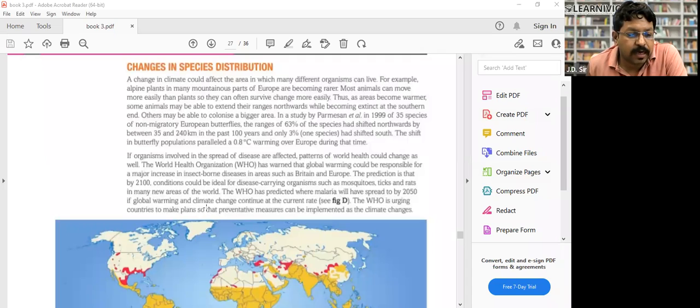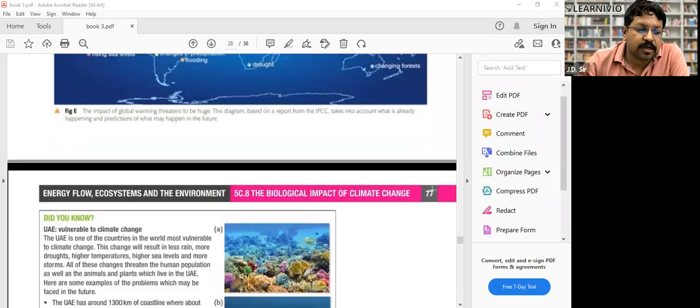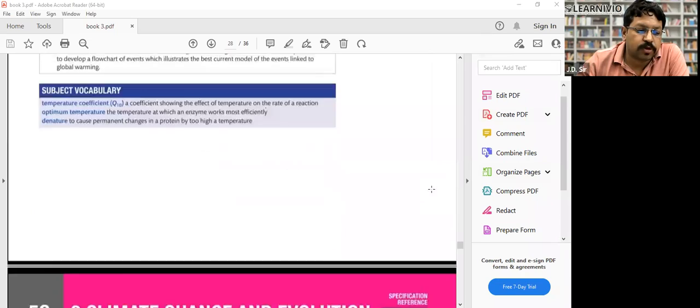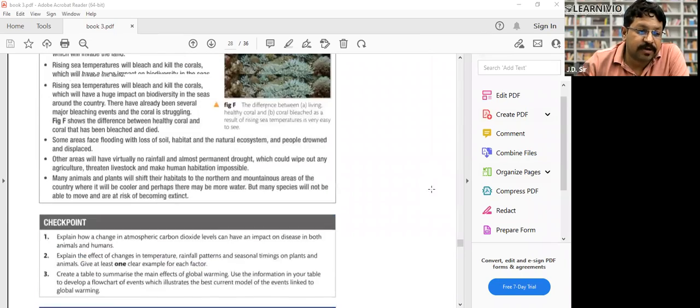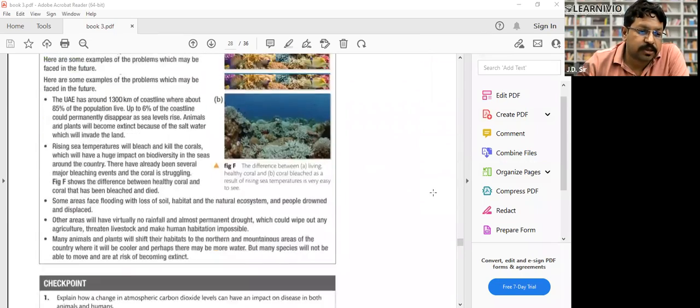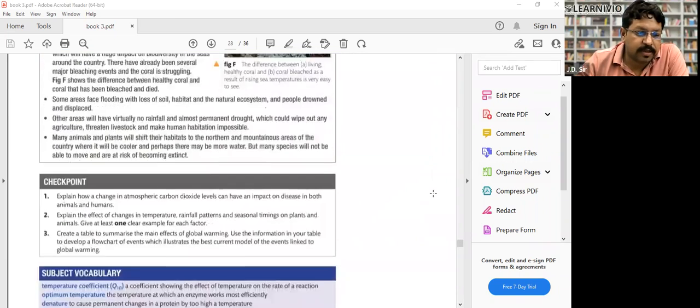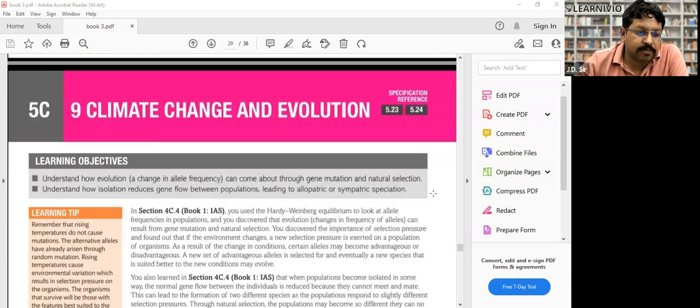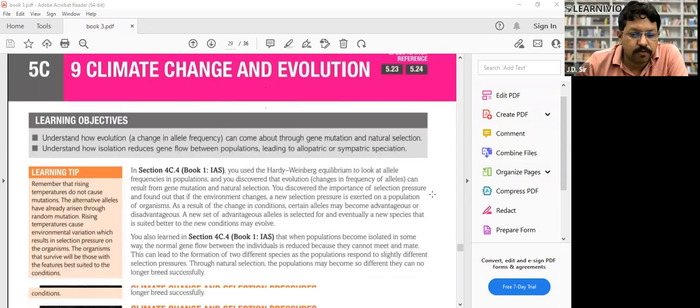If global warming and climate change continue at the current rate, the WHO is asking countries to make plans so that preventive measures can be implemented. This means climate change is also responsible for disease, right? So there are some important points. In the next class, please note it down, we'll start 5C, climate change and evolution.